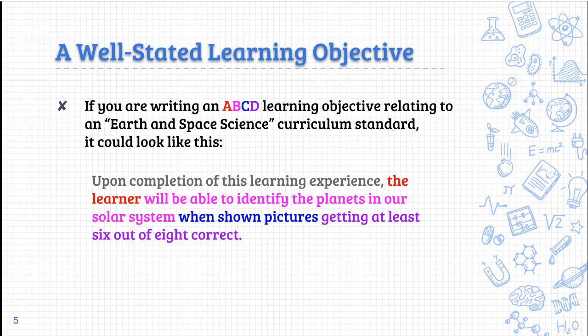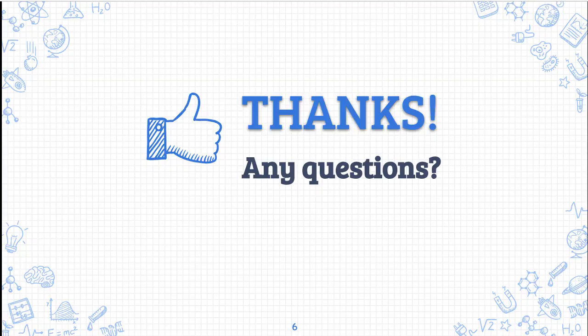You'll see the A, the audience, the learner. B, the behavior, will be able to identify the planets in our solar system. C, the conditions of performance, when shown pictures, and D, the degree of accuracy, getting at least 6 out of 8 correct. So that is a well-designed learning objective that is easy to understand and easy to assess, and really takes care of the business there.